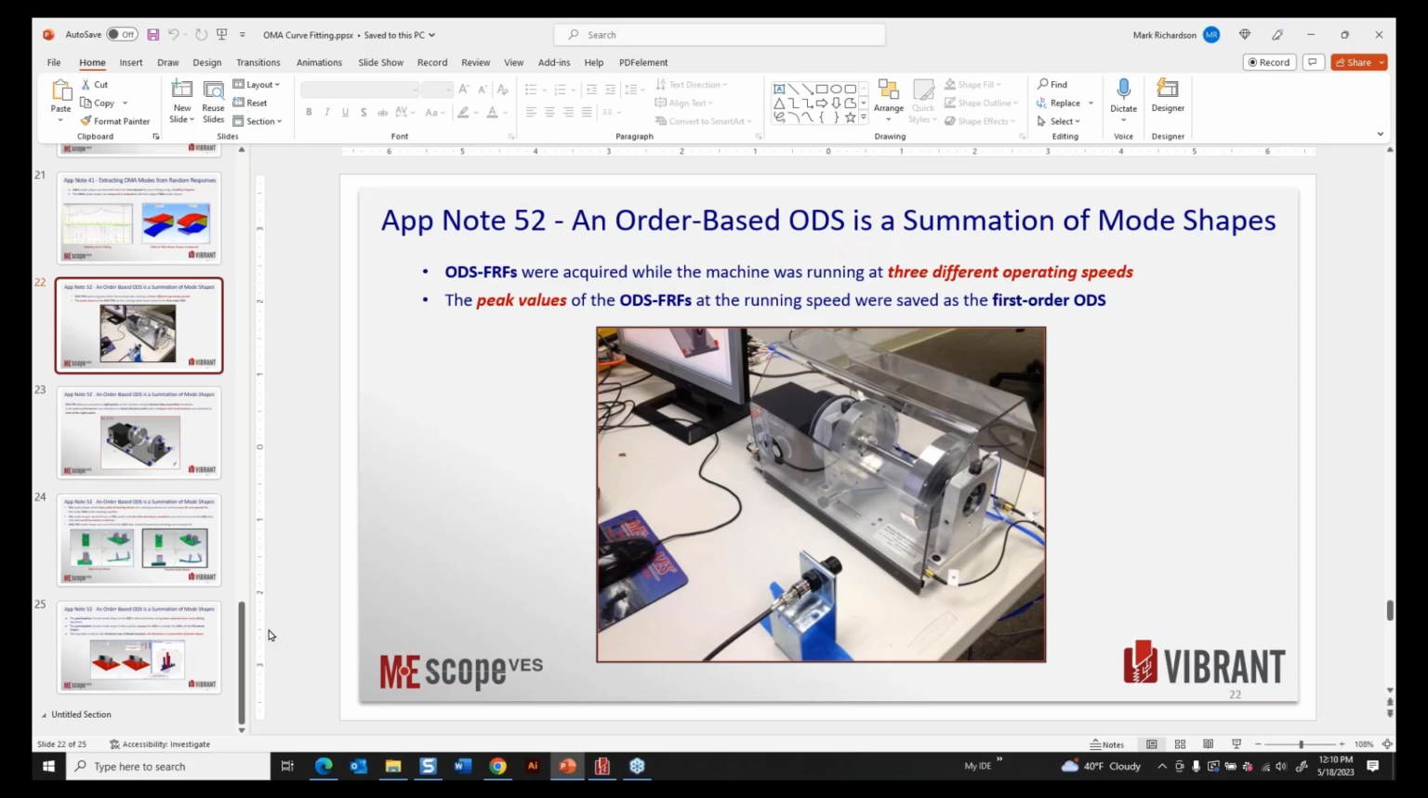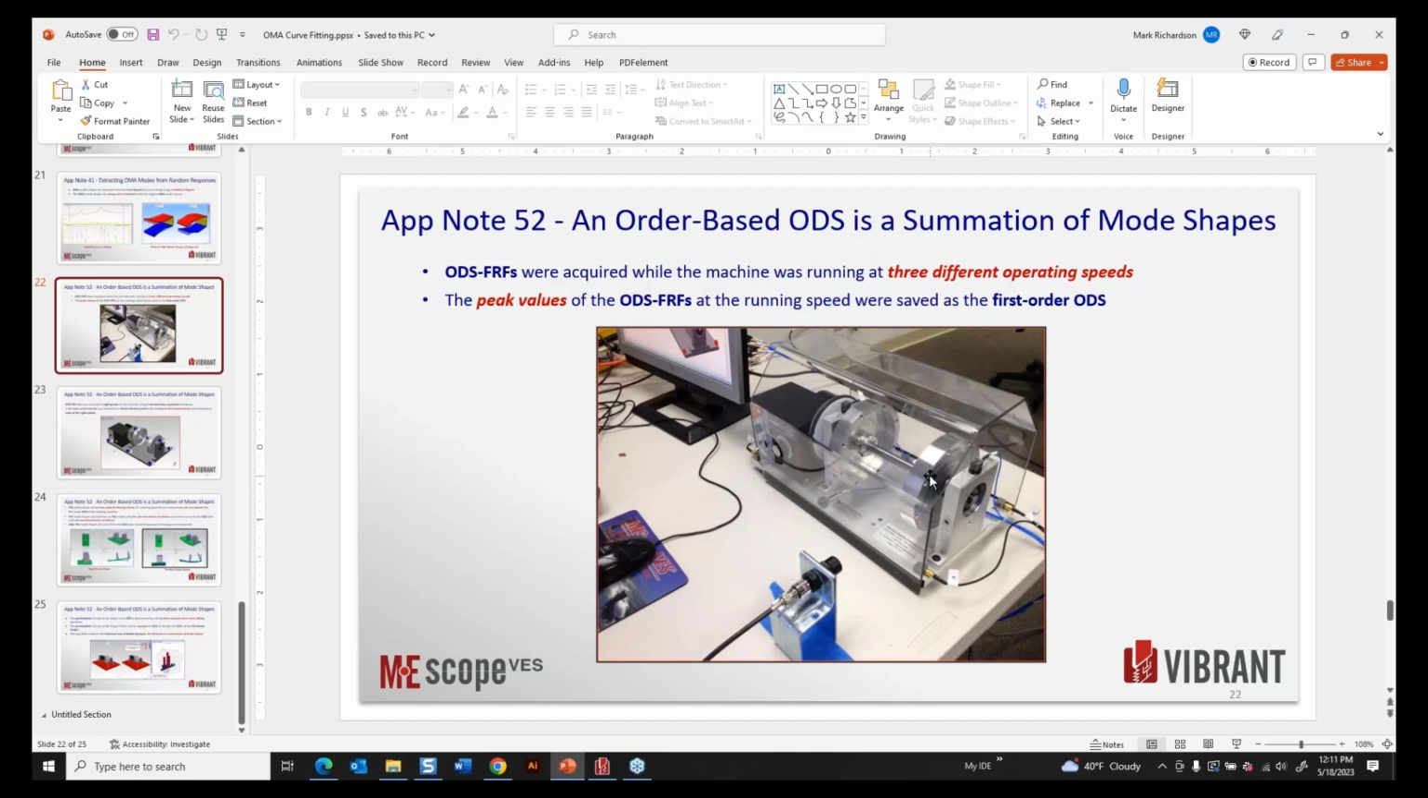But we also have another app note where we put different unbalanced weights on this outer rotor. And then we measured the ODS and we labeled the ODS data with the unbalanced weight, how many of the unbalanced weights were screwed into the rotor. And again, using FACS and comparing one ODS to the next, you can identify how much unbalance that rotor has in it. So those are two examples that we've already done in the past.